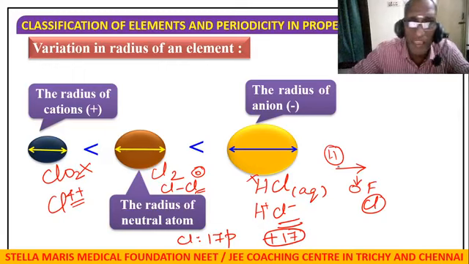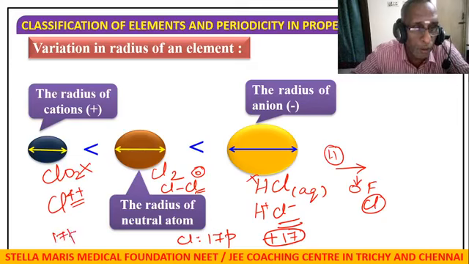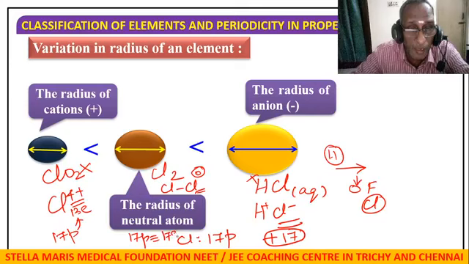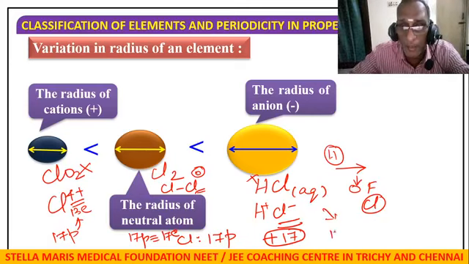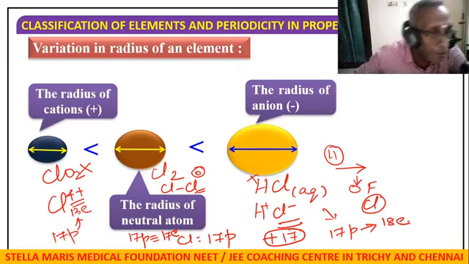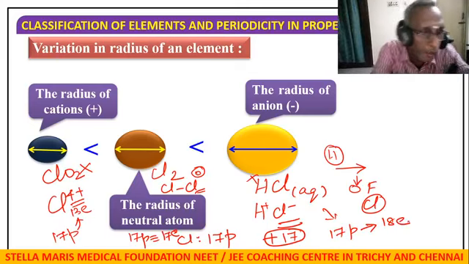But what is meant by effective nuclear charge? Here 17 protons control 17 minus 4, that is 13 electrons only. Here 17 protons are controlling 17 electrons, equal weightage on either side. Whereas in hydrochloric acid, 17 protons will control 18 electrons.